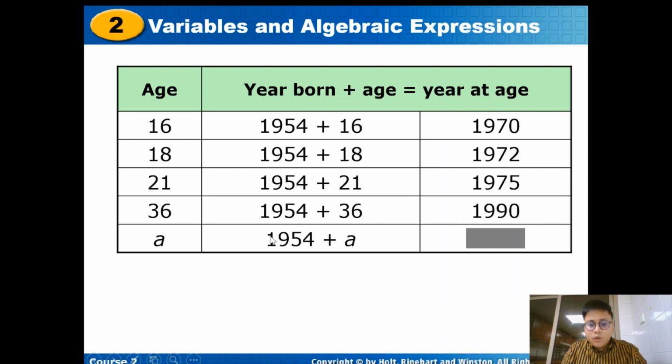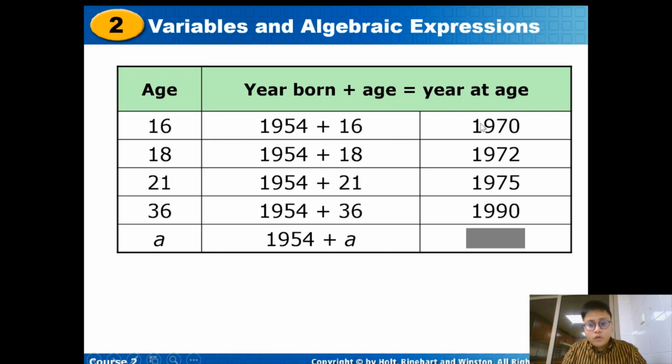You can see below, the expression is 1954 plus A, where A is the age. So what you're going to do to find the year at age is just to substitute A with a given age. Take note that age here is our variable, and a variable can be changed and it could vary or differ. So A could be 16, A could be 18, 21, or 36.